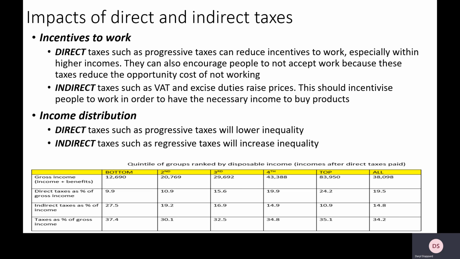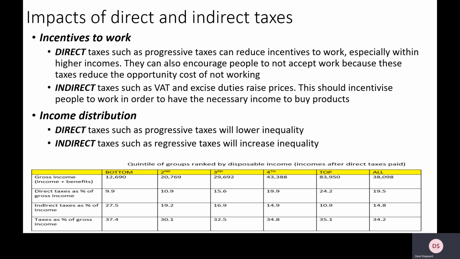We've broken up the population into 5 different income brackets. So looking at this, the poorest 20% of the population, when we look at their income and their benefits, it comes to roughly £12,690 per person per year. The next poorest 20%, just over £20,000 per person per year. When we look at the richest 20%, it's £83,950 per person per year.